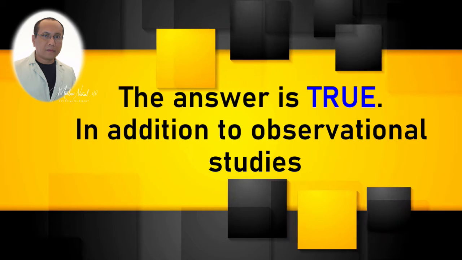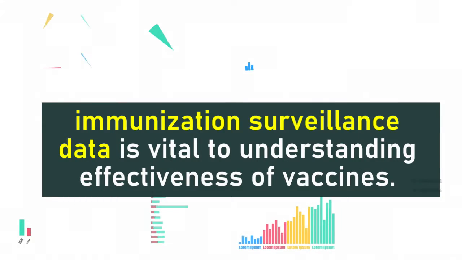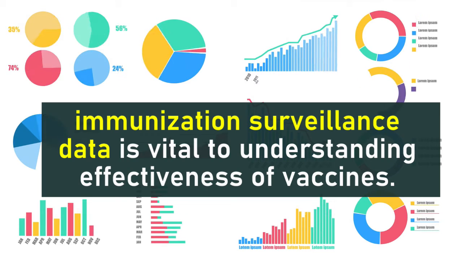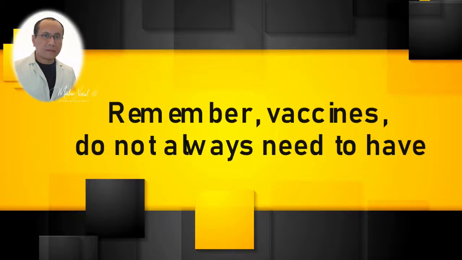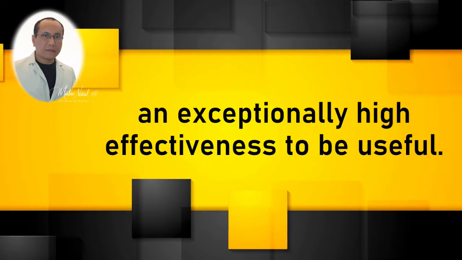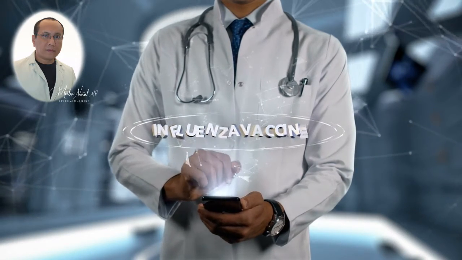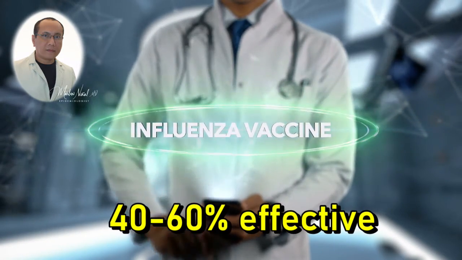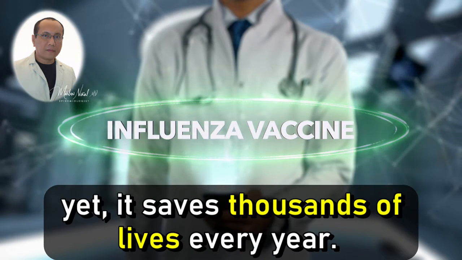The answer is true. In addition to observational studies, immunization surveillance data is vital to understanding effectiveness of vaccines. Remember, vaccines do not always need to have an exceptionally high effectiveness to be useful. For example, the influenza vaccine is only 40 to 60% effective, yet it saves thousands of lives every year.